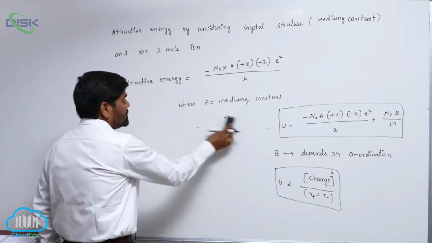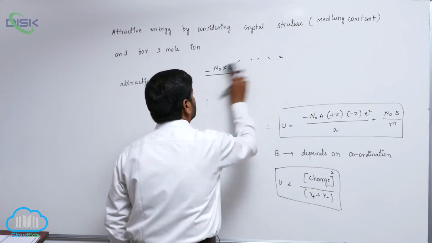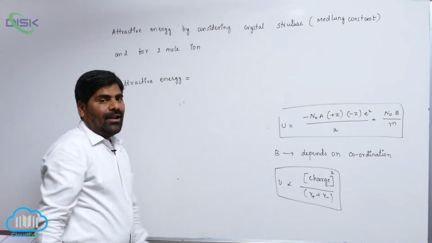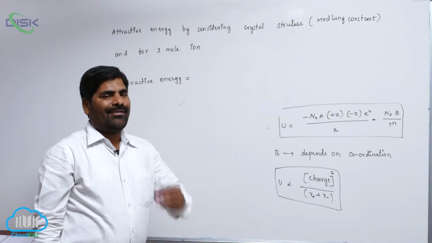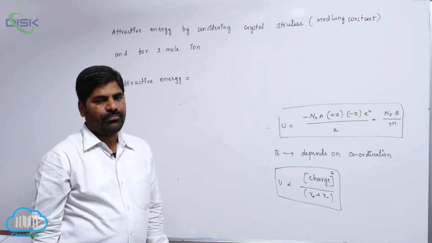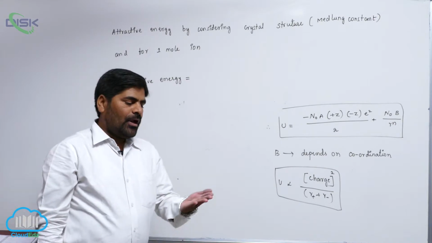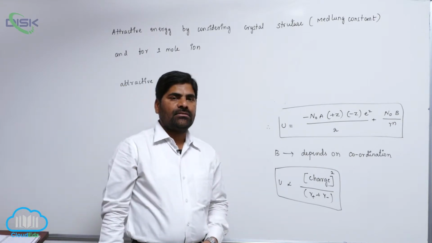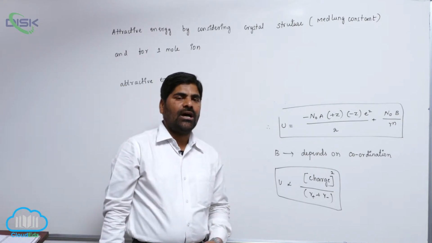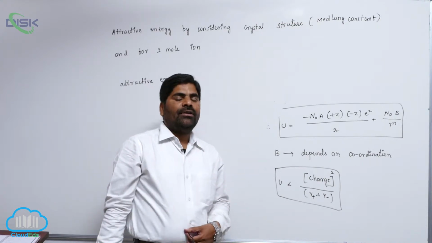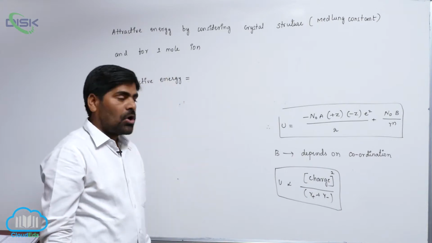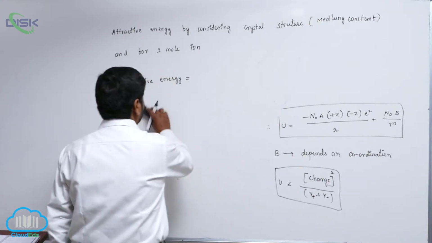Now, if lattice energy is more for an ionic crystal, ionic strength increases. If ionic strength or lattice energy increases, what happens to solubility? Solubility decreases.